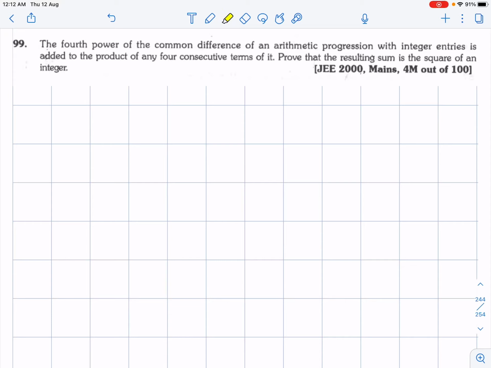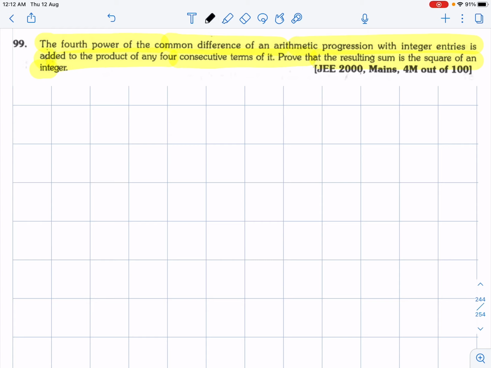So continuing our problem solving series on sequences and series, here I came up with the 99th question written on the screen. The fourth power of the common difference of an arithmetic progression with integer entries is added to the product of any four consecutive terms of it. Prove that the resulting sum is a square of an integer, they are asking.